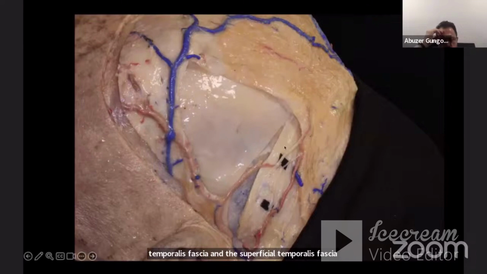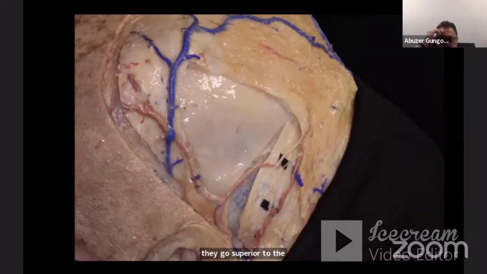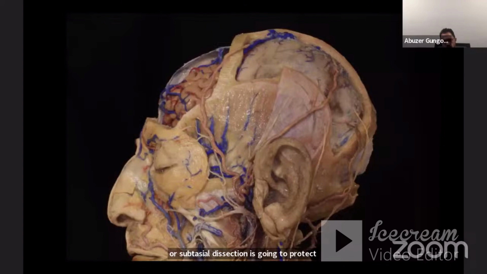So the facial nerve branches that go to the frontal belly of the fronto-occipitalis muscle, they go superior to the superficial layer of the fascia. So any dissection that is either interfascial or subfascial is going to protect these branches. So this is a deeper dissection of the muscles, and this is the temporalis muscle, and here is the masseter muscle. We can see the attachment of the masseter muscle to the zygoma.